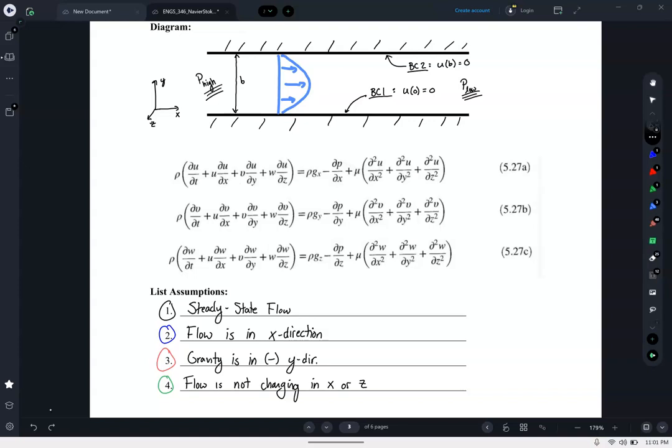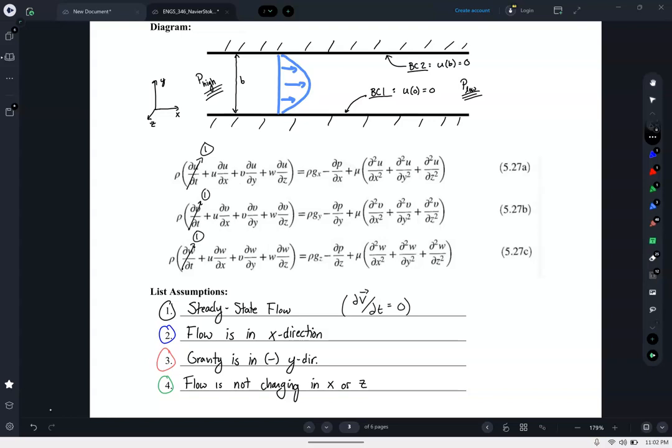So the first thing that we're going to say about the flow is let's pretend this flow is steady state. It's not changing with time. That's going to tell us that the change in the velocity with time is equal to 0. So anywhere where we see a time derivative, like we do here and here and here, we know that that time derivative is going to be 0 because the velocity is not changing with time. The second thing that we know is we can look at just the direction of the flow.